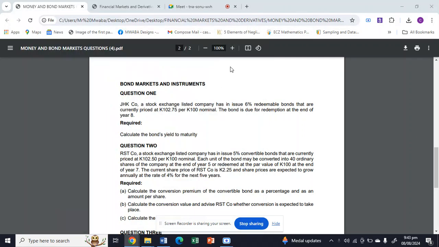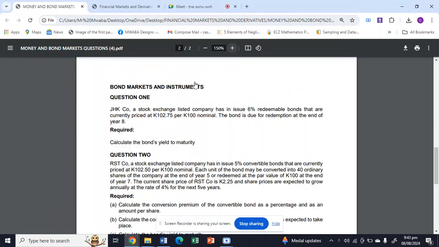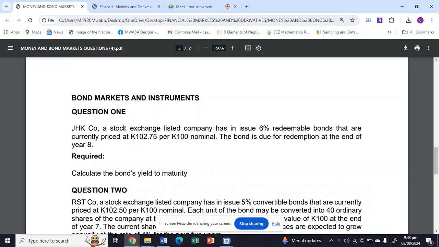Okay, so we've got this question here. JHK, a stock exchange listed company, has in issue 6% redeemable bonds that are currently priced at 102 kwacha, 0.75 ngwe per 100 kwacha nominal. The bond is due for redemption at the end of year 8. Calculate the bond's yield to maturity.